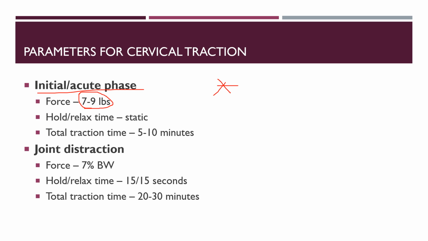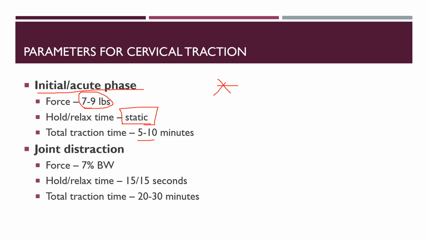Sometimes just the position that you put them in will actually be more beneficial than just providing 7 to 9 pounds. It's very minimal. But still, in this initial phase or this acute phase, we're going to be really cautious, and then we're going to monitor their response. For all of the initial or subacute phases, we're going to perform a static traction. And again, it's only 5 to 10 minutes here.